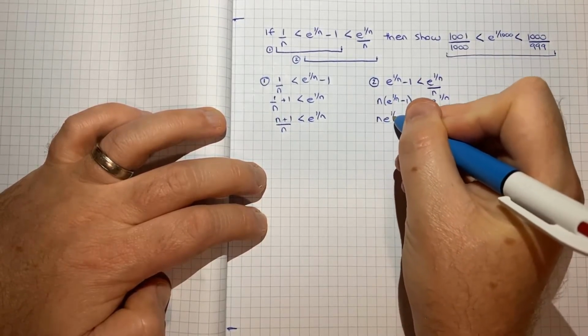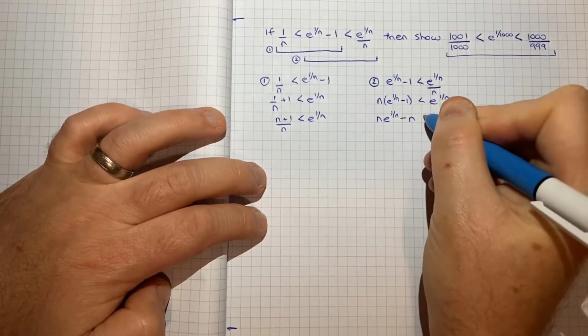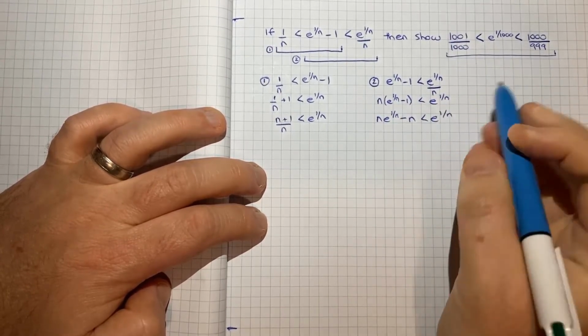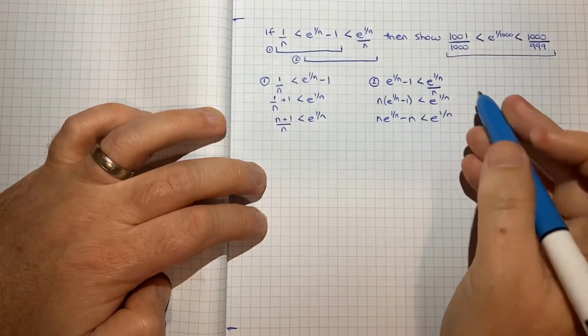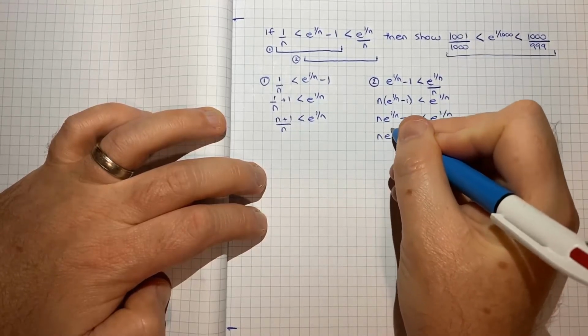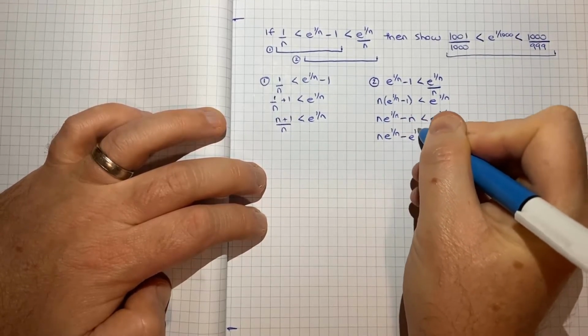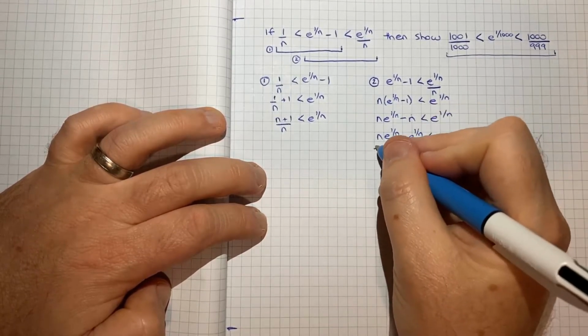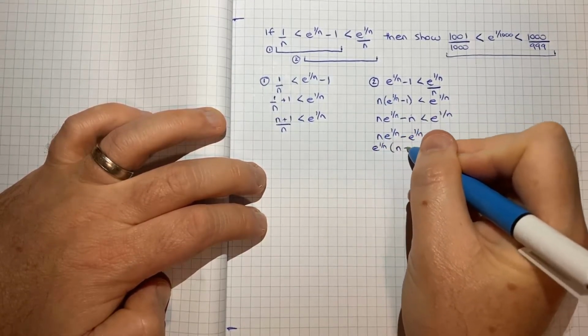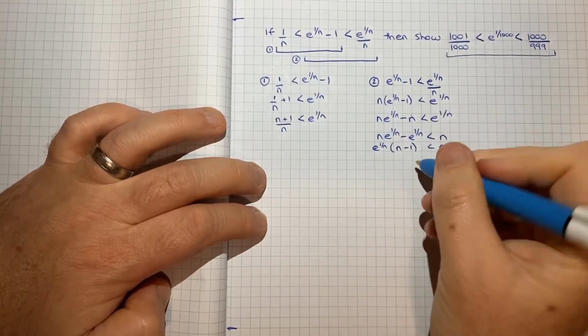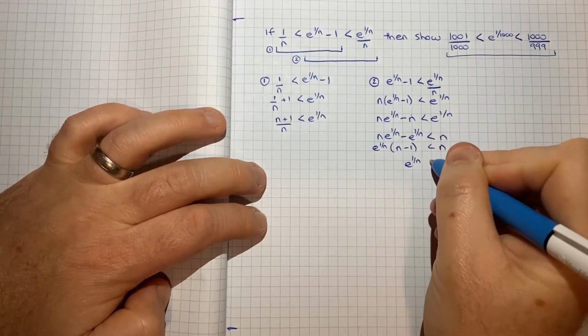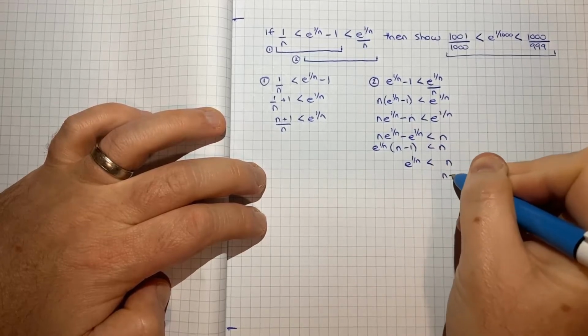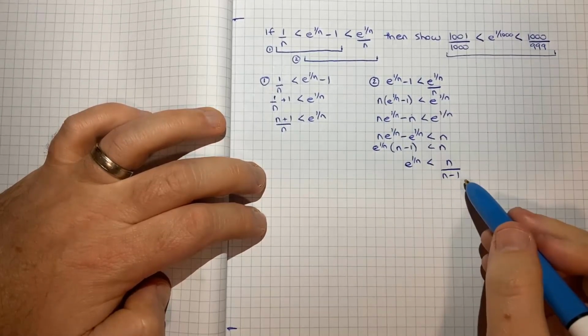n e to the 1 on n minus n is less than e to the 1 on n. I'll bring this over and the n over, so we'll get n e to the 1 on n minus e to the 1 on n is less than n. Factor out the e to the 1 on n, and then we get what we're looking for. Much simpler way to go.